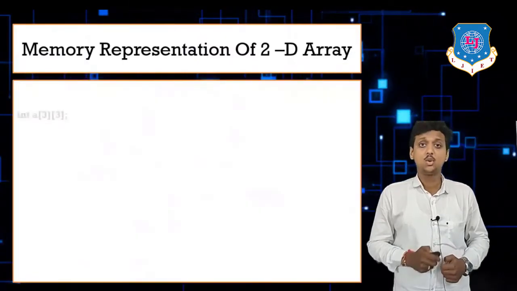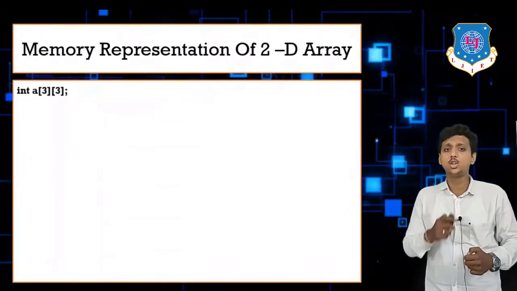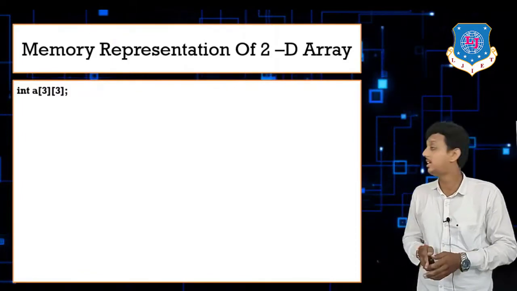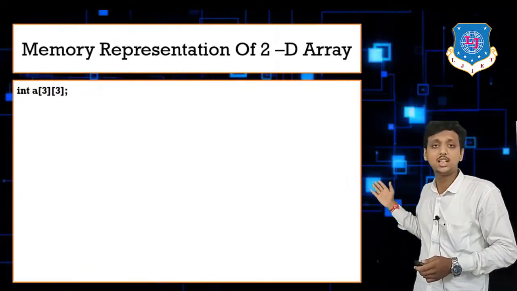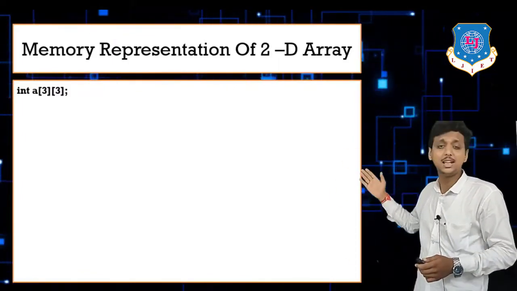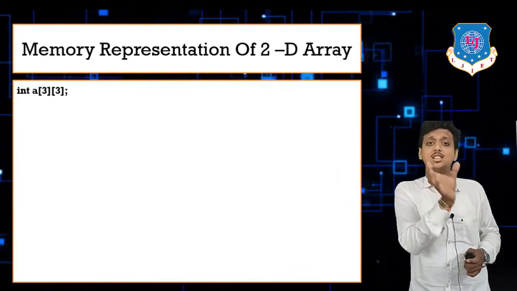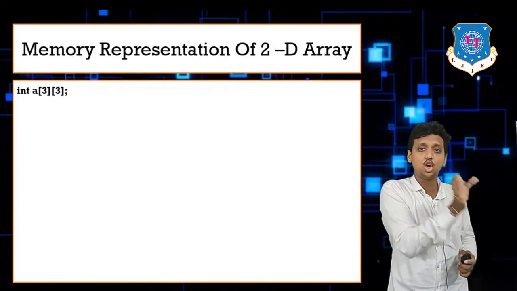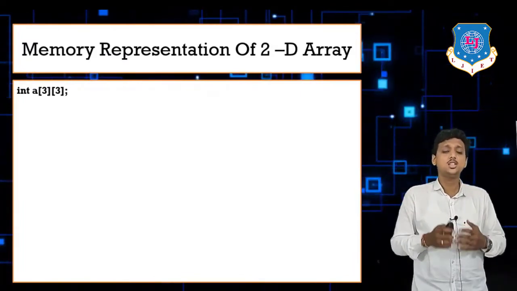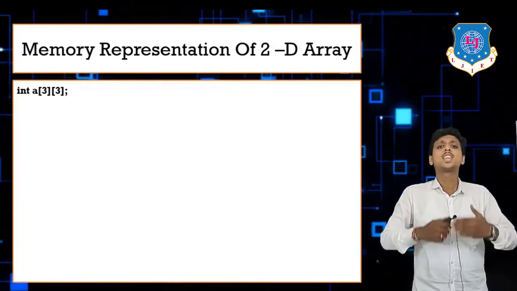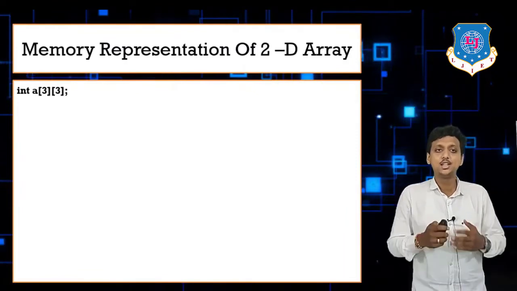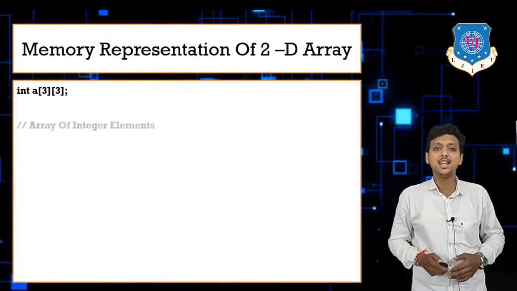So, okay, first, how can you define or how can you write the 2D array? You can write it like this: integer a of [3][3]. Integer a of [3][3], it means data type, then variable name, then size of row, then size of column. So here integer a of [3][3], it means a is a two-dimensional array.